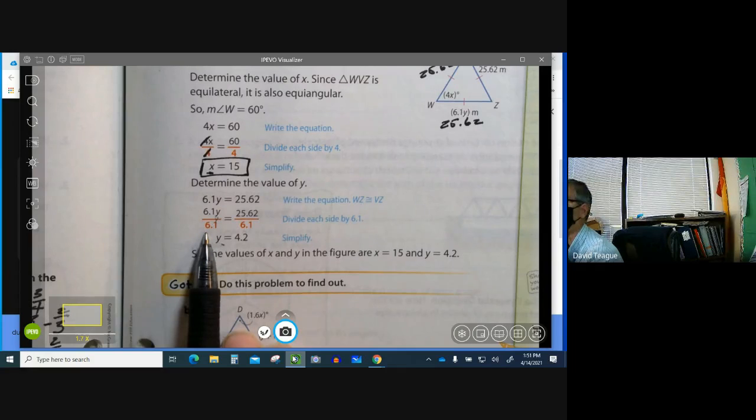Jacob, are you looking at your book? Jacob, book? Are you looking at your book? Okay, okay. Well, I'm just curious. I was just checking.